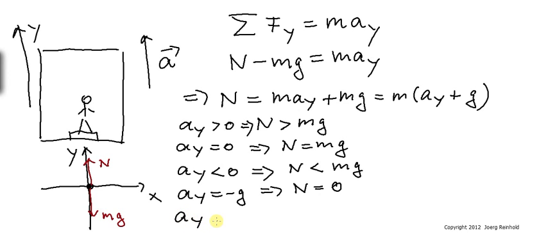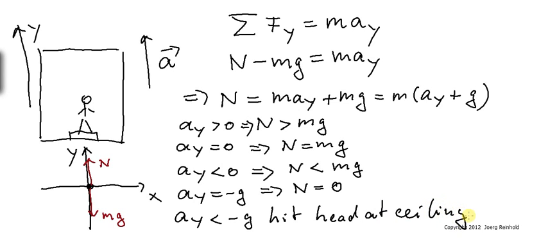Should the acceleration be even more negative than minus g, from that it follows that the normal force will still be 0, but you will at some point hit your head at the ceiling. And we could go ahead now and calculate actually what the normal force exerted from the ceiling on the person would be.